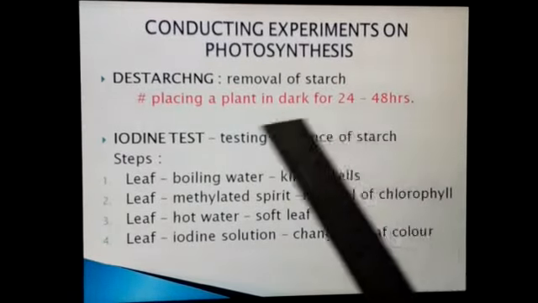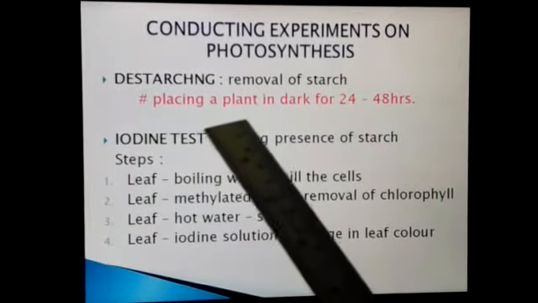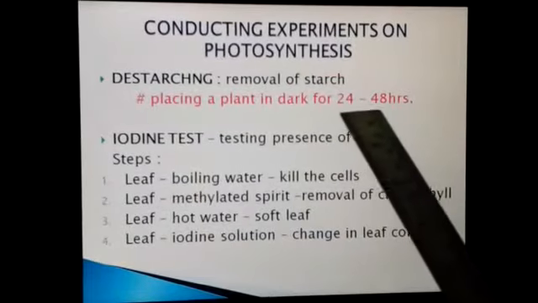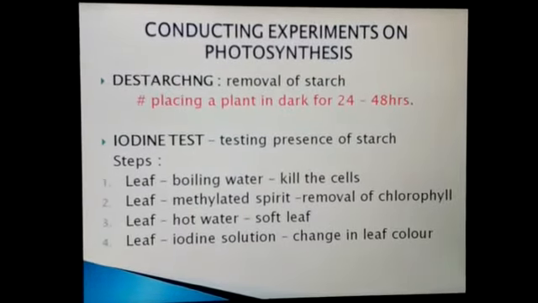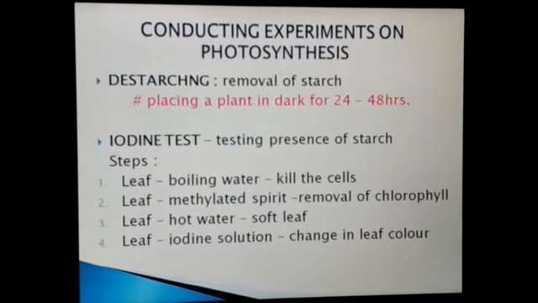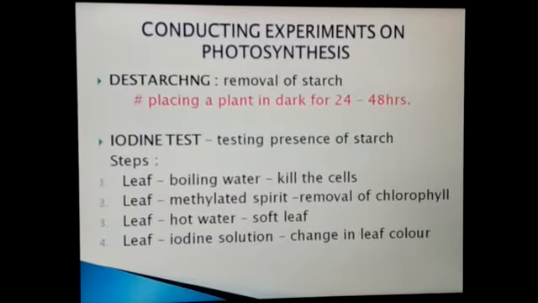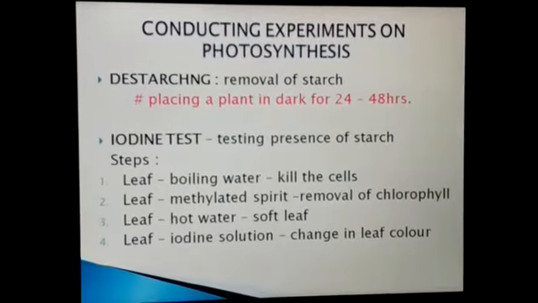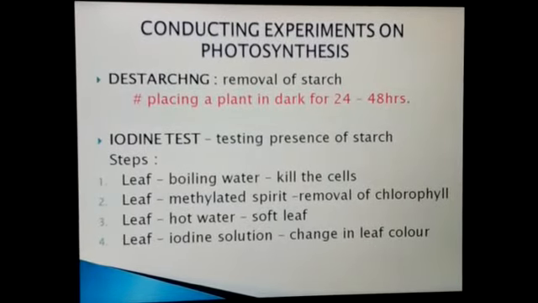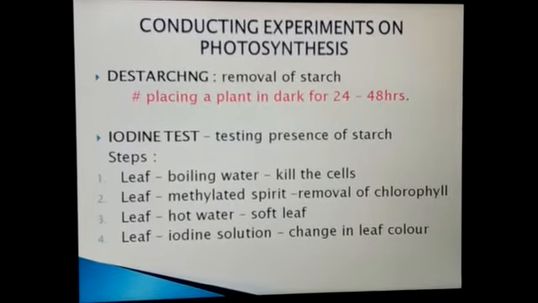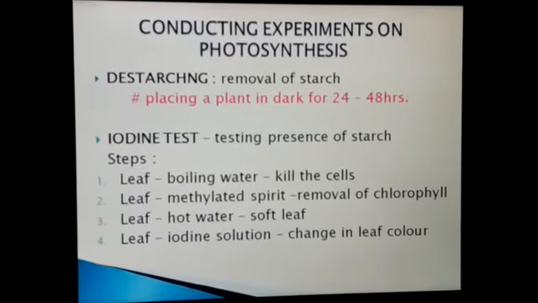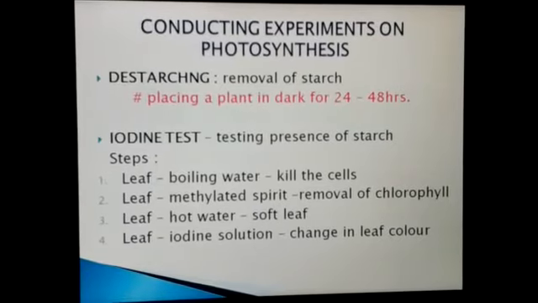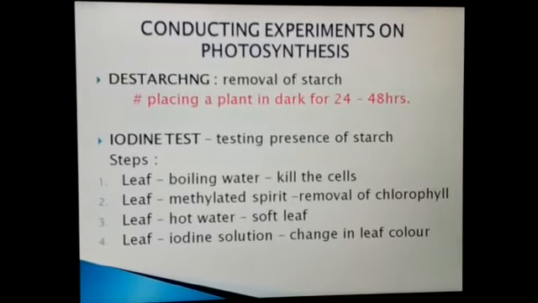How is it done? It is done by placing a plant in dark for 24 to 48 hours. So when a plant is kept in dark, what happens? The photosynthesis process doesn't get carried out because there is no light. So the stored food is all utilized, and within a day or two, the entire stored food starch is used up. So thus the plant becomes destarched.